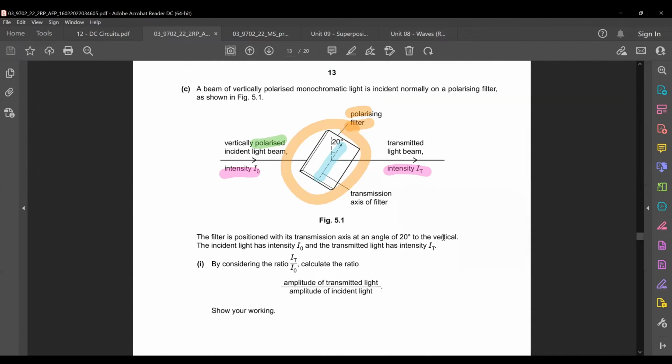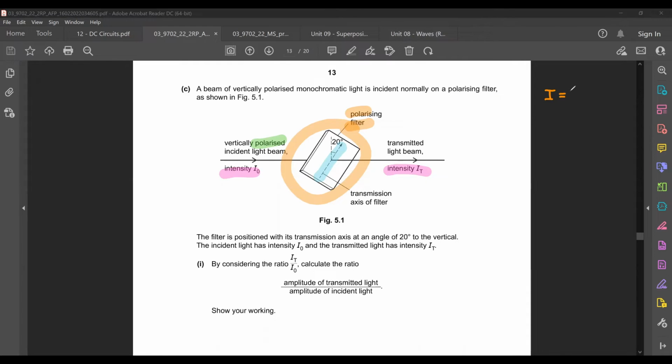So if I refer back to this, I know that I is I naught cos square theta. If I apply it to the variables given in the question, this one will actually be IT is I naught cos square theta. Okay, so they want the ratio of amplitude of transmitted light and amplitude of incident light. You can actually do something like this.